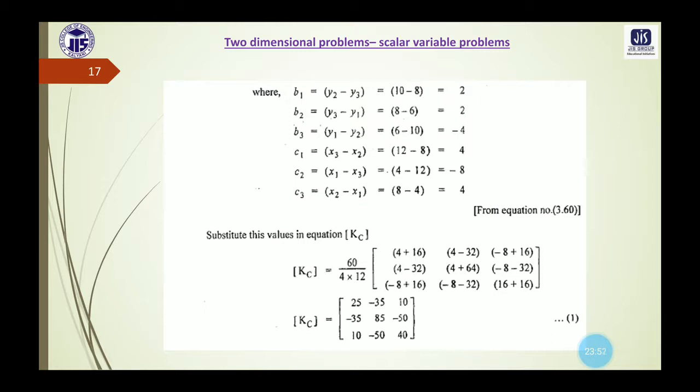After finding the values of this area and the parameters like B1, B2, C1, C2, all these things, we need to put all these parameter values in the stiffness matrix of conduction. So finally we are getting the stiffness matrix for the conduction heat transfer, which is our equation number 1.